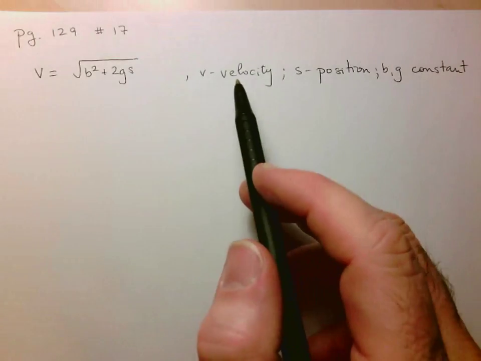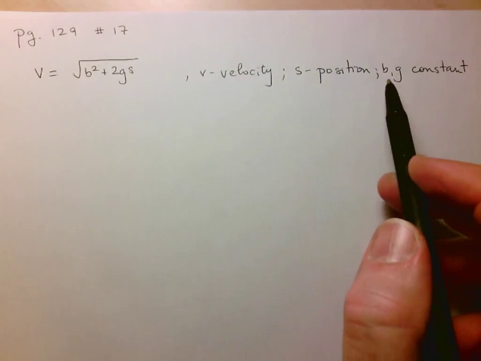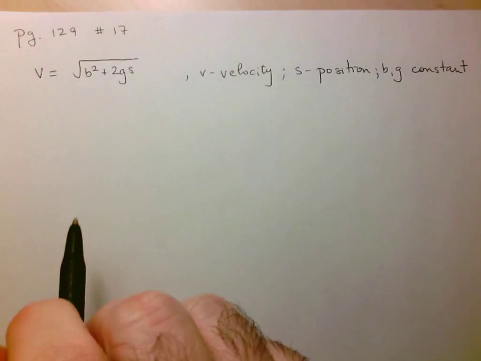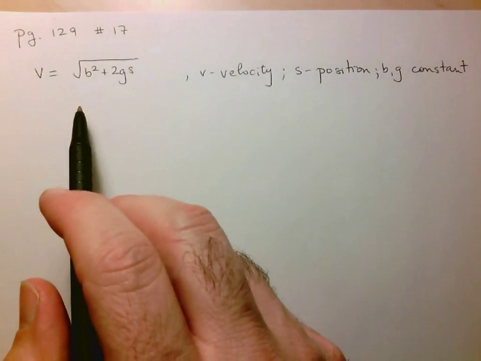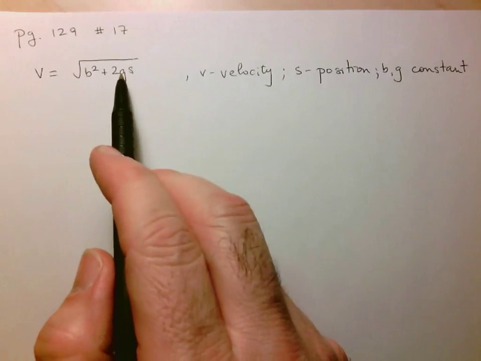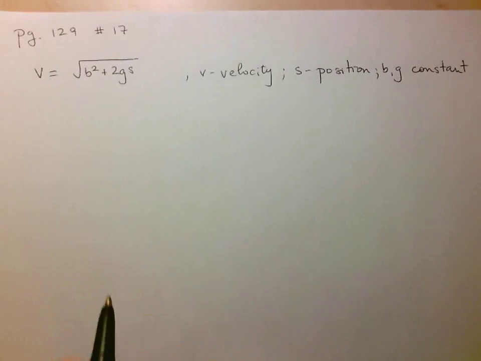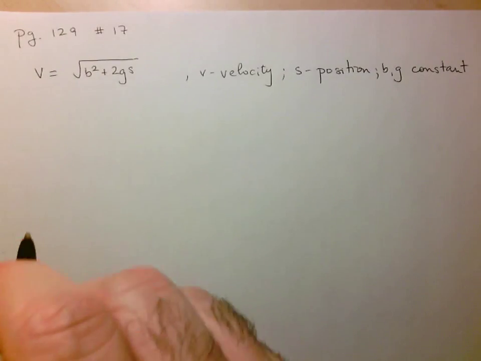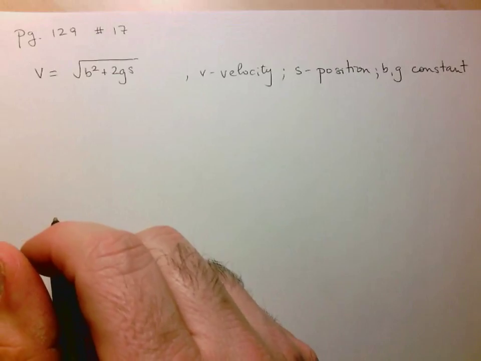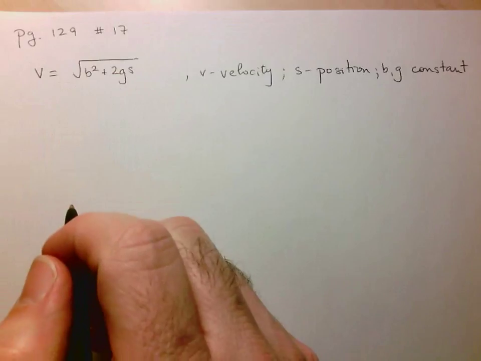But what they tell us is that v is the velocity, s is the position, and they tell us that these letters b and g represent constants. So when we're taking the derivative, which we'll have to in a couple of minutes, we have to remember that these two values actually just represent some constant. So what they ask us to do is show that the acceleration is constant for this object given this equation for velocity.